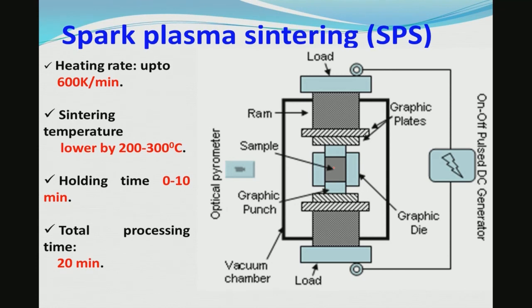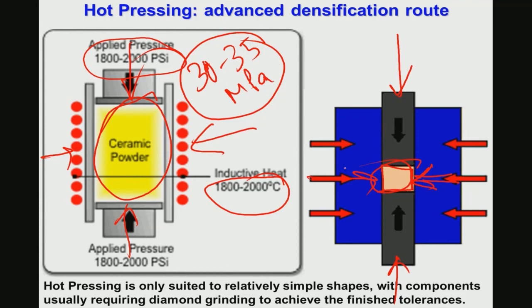The last technique before the end of this module is spark plasma sintering. Now, spark plasma sintering is very similar to hot pressing, but the fundamental difference between spark plasma sintering and hot pressing is that in the hot pressing what you have seen, there is external heating.